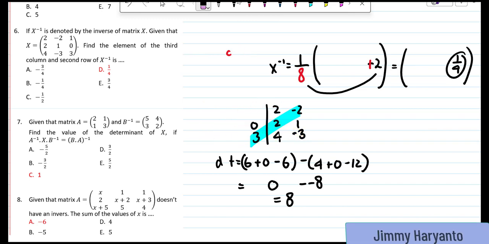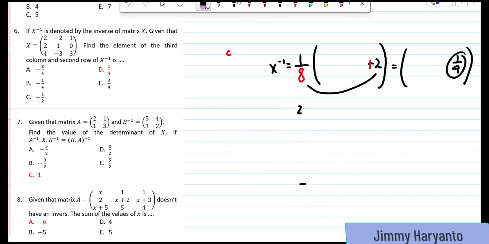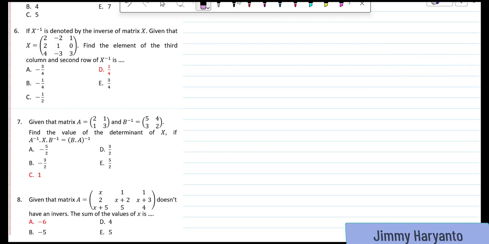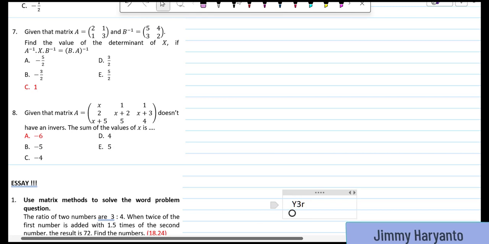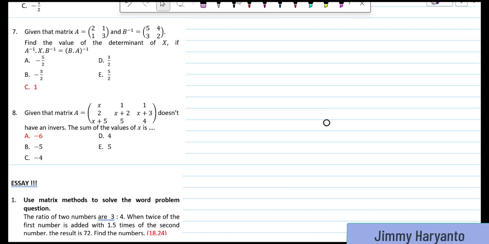Next is number 7. For number 7, I think you have to use the shortcut to find the determinant. Because we are dealing with the multiplication, we can use the shortcut. If you are dealing with the addition of matrix, you cannot use the shortcut. Okay, so first let's gather the information first.